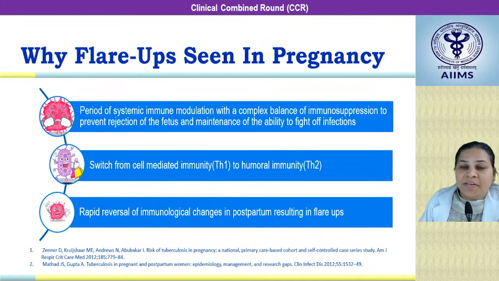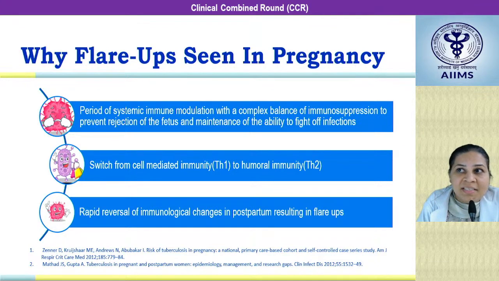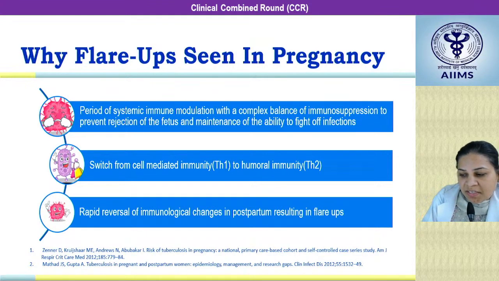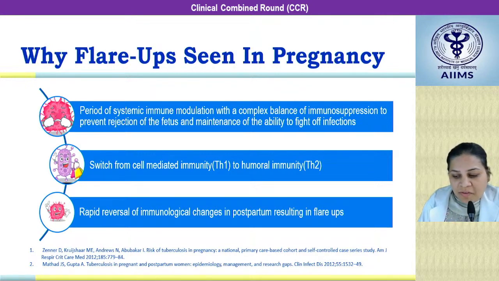Why are there flare-ups seen in pregnancy? Because pregnancy is a period of systemic immune modulation with a complex balance of immune suppression, which prevents rejection of the fetus, and maintenance of the ability to fight off infection. During pregnancy, there is a switching from cell-mediated immunity, that is Th1 immunity, to humoral immunity. And during the postpartum, there is a rapid reversal of Th2 to Th1. So, during pregnancy, because of the lowering of Th1 immunity, the patients are more prone to infections like tuberculosis, but they don't show their signs. They show signs when their pro-inflammatory phase, that is the Th1 phase, improves during the postpartum period.